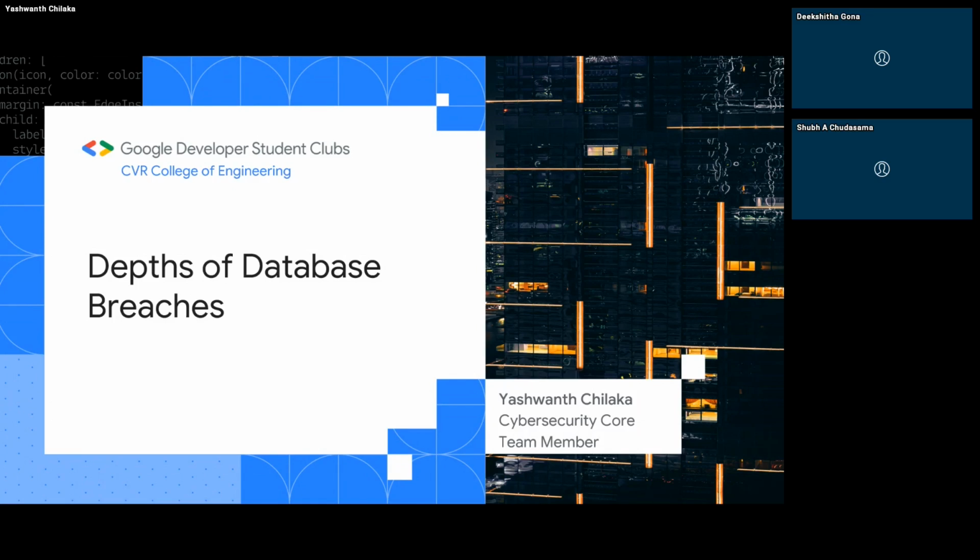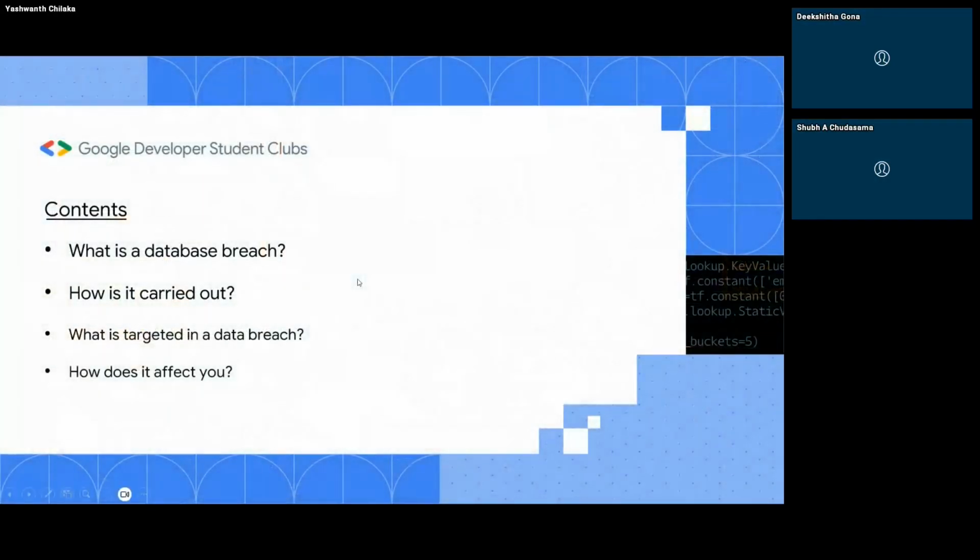So, hello guys, my name is Yashwan Chilka. I am a cybersecurity core team member, and now we will be going into the depths of database breaches. Today I will be talking about what a database breach is, how it is carried out, what is targeted in a database breach, and how it affects you as an individual.